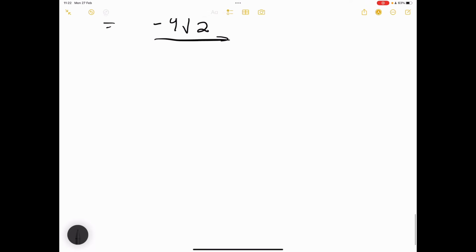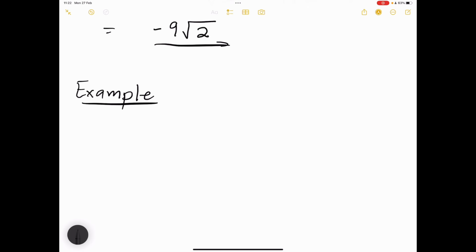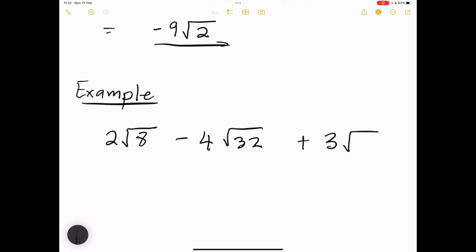Okay, right. So ladies and gents, I want you to perhaps try this out on your own. So this would be your example, or your homework, or I don't know what you want to call it. So if we take 2 root of 8 minus 4 root of 32 plus 3 root of 50. Please simplify without the use of a calculator. And in the next episode, or in the next series, we are going to be looking at rationalizing surds. All right, so please look out for that.